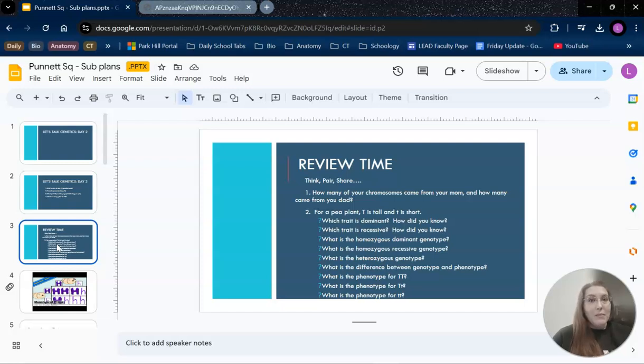And then phenotype versus genotype. Phenotype is the physical appearance. Genotype is the genetic combination that organism has received. So just kind of a heads up, we would have been going over this. If you want, the sub can pause it and you guys can go over it yourselves. But yeah, we will be reviewing this when I return.